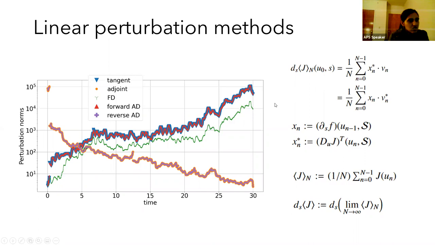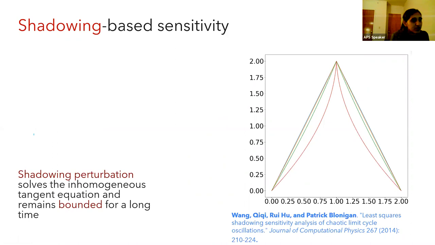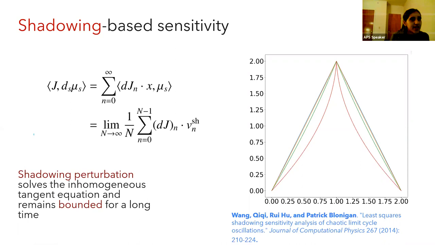So more sophisticated methods are needed to compute sensitivities in chaotic systems. One of the first such sophisticated methods is due to Qiqi Wang and Patrick Blonigan, which came out in 2014, and is called the least squares shadowing method. In this method, the mathematical idea is that there exists a particular conventional tangent solution which does not blow up exponentially in time, and that is denoted as VSH.